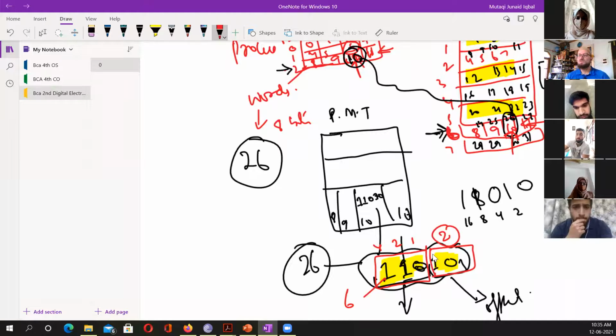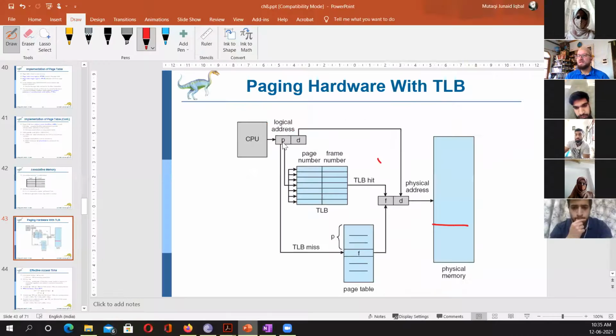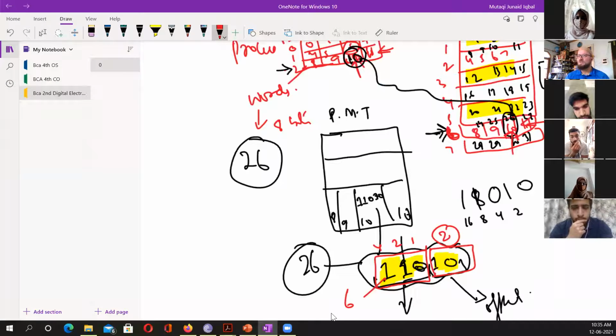That is why the CPU address is divided into 2 parts, as I have shown you here, that is P and D. The first part will give me the frame. The second part will help us to give what? Offset. Okay. Now look here, we'll give you some other example.